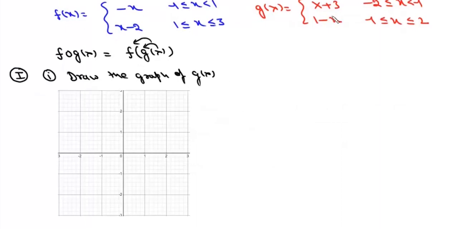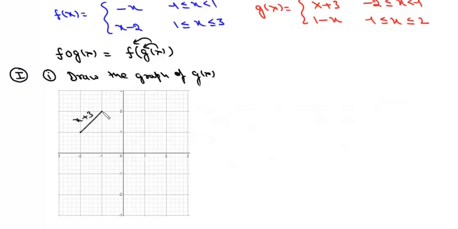Now g(x) is x plus 3 when x lies between minus 2 and minus 1. So between minus 2 and minus 1, this is x plus 3. Now we put x as minus 2, this value is 1. And if we put x as minus 1, this value is 2. So this is a straight line. So this function is x plus 3.